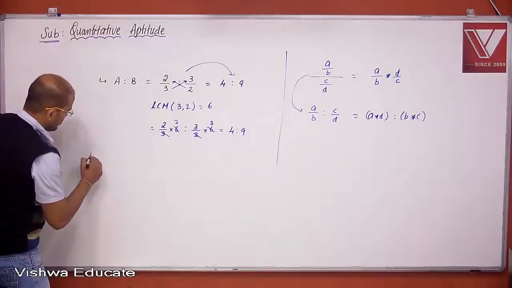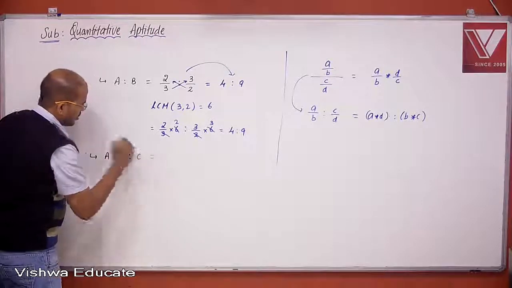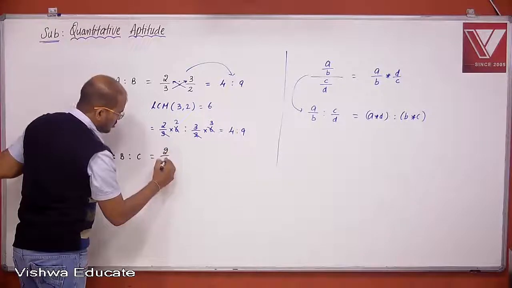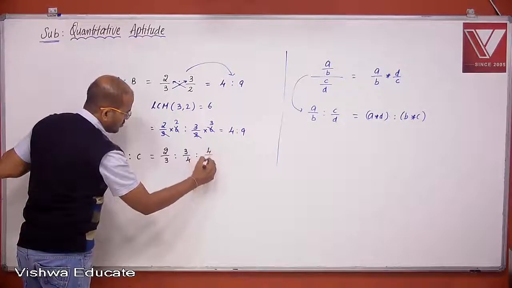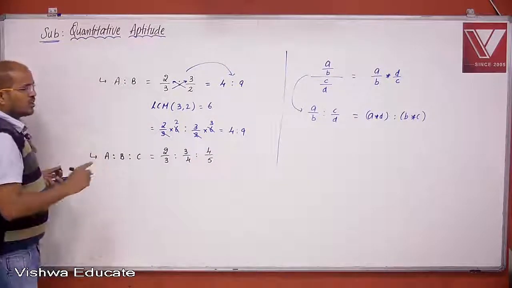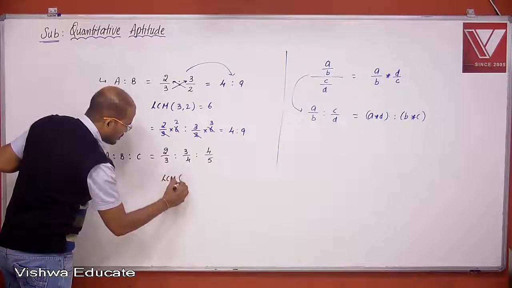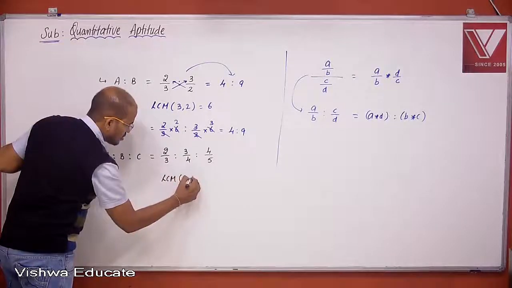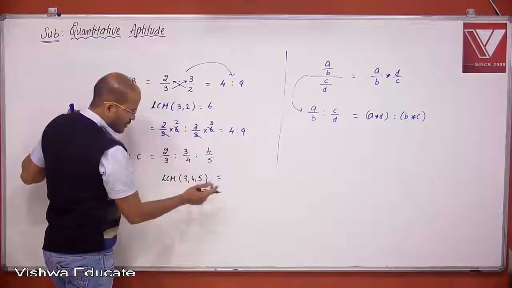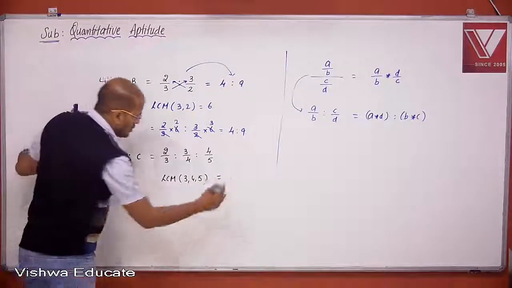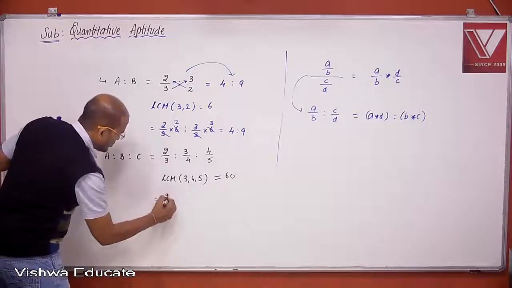Similarly, if A is to B is to C is something like 2/3, 3/4 is to 4/5, please convert this into the integer ratio by taking the LCM of the denominators 3, 4 and 5. So LCM would be 60, right? LCM is 60. Now multiply the fractions with 60.